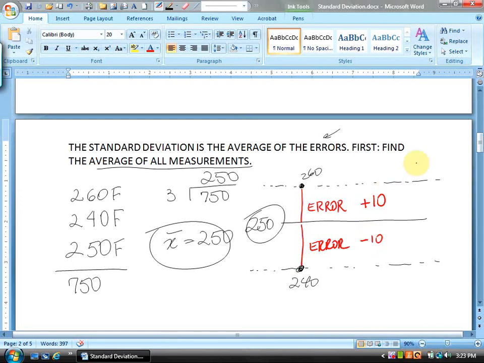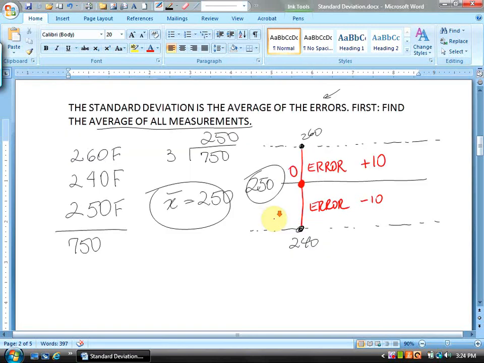If you add these two errors, how much error do you have? Well, mathematically, the 10 positive cancels the negative, and there's no error. We know that's not true. There are two errors instead of no errors. So you'll see in a minute why we square numbers in statistics. Okay. Now the third hose melted at 250 exactly. So now we have three hoses, and the error on the third hose is 0.